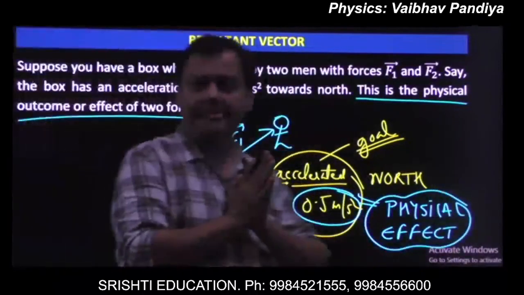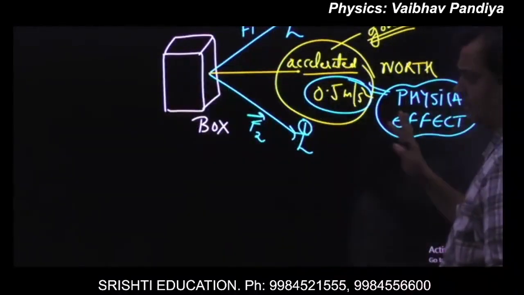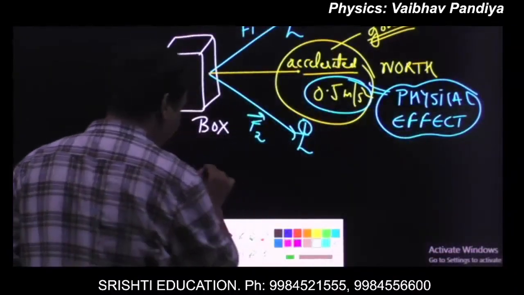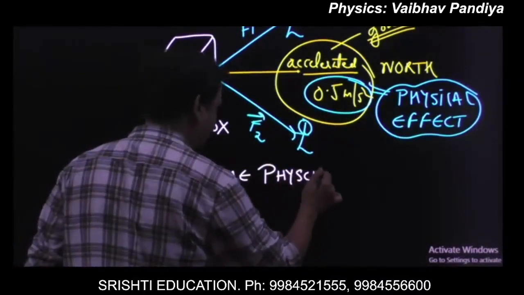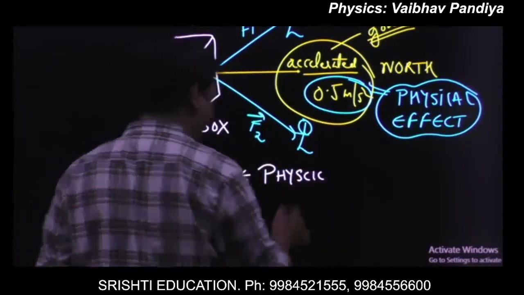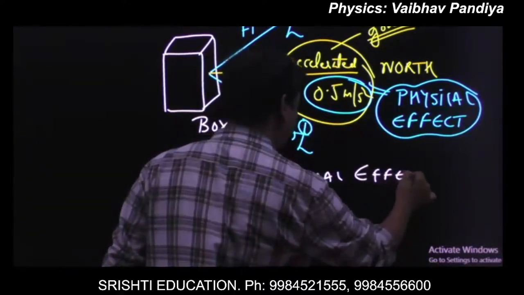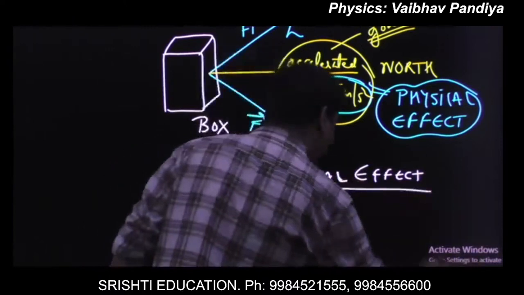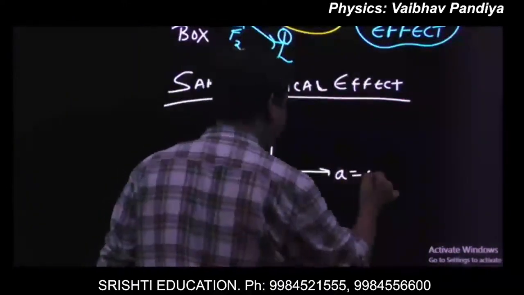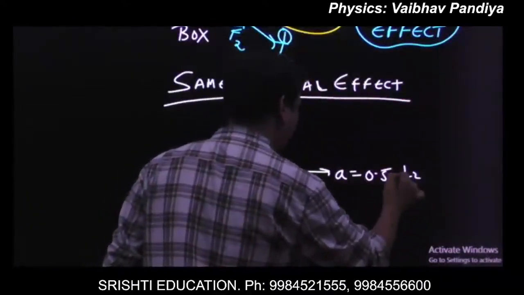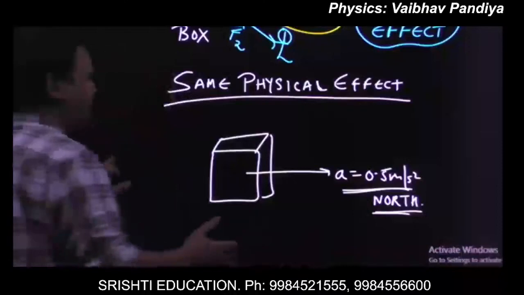Now suppose someday one of the men has left and you got only one guy and you want the same physical effect. Same physical effect means what? You want your box to be accelerated towards north at 0.5 meter per second squared as it was going before. So it is the same physical effect.